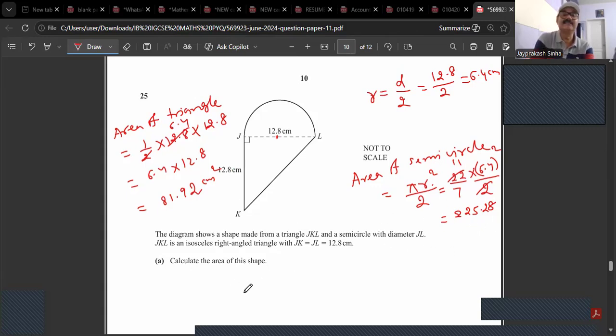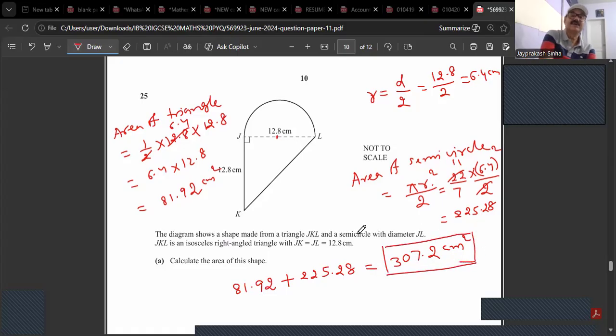Now we'll add these. The total area is equal to what? 81.92 is the area of the isosceles triangle and 225.28 is the area of the semicircle. When we add it, we get 307.2. This is our correct answer, and the units will be centimeter square.